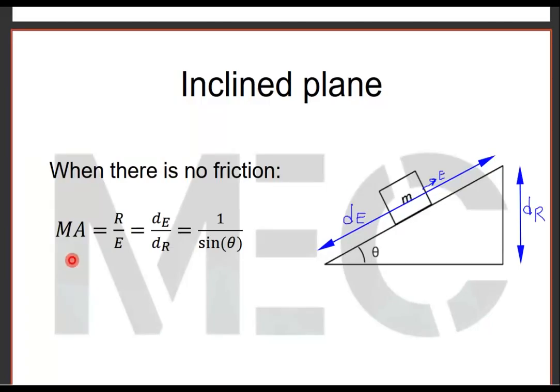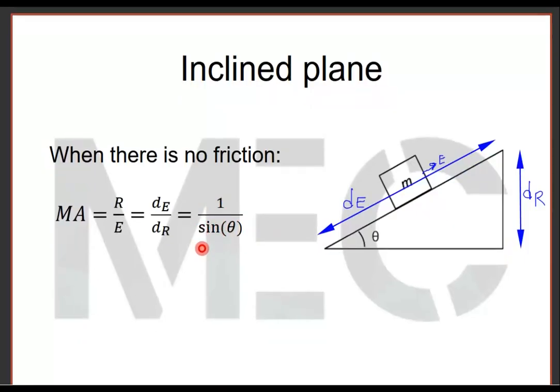Therefore, based on the formula we have just developed for mechanical advantage, it is equal to R over E, or dE over dr. dE over dr is the reverse of sine of theta, because sine of theta is defined to be the opposite side over hypotenuse. So hypotenuse over opposite side will be the reverse of sine. Okay, this is the mechanical advantage of an inclined plane.